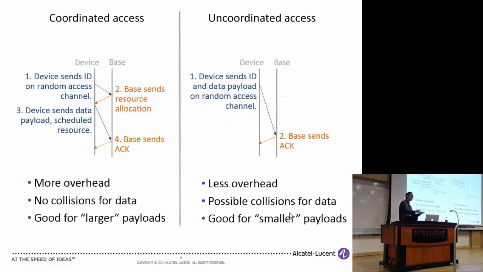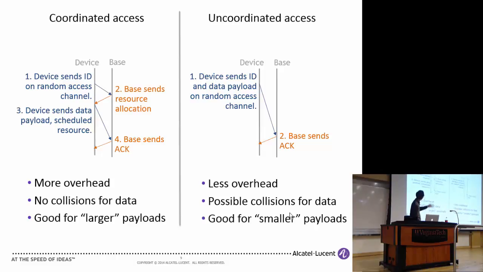Okay, so going a little bit deeper into this, let's say you have a device and you have a base station. This is just a timeline of how coordinated access occurs. You have a device, it sends its ID to the base station and says, I have some data I want to send. And then the base will respond and say, okay, please transmit on this resource. And the device transmits the data on that resource, and the base sends the acknowledgement.